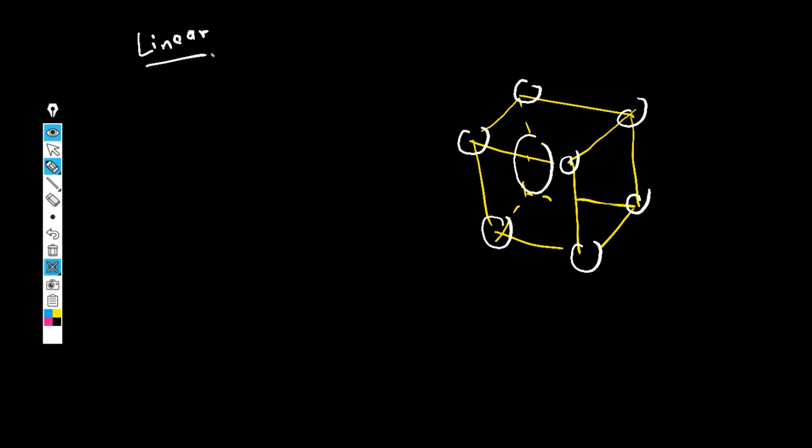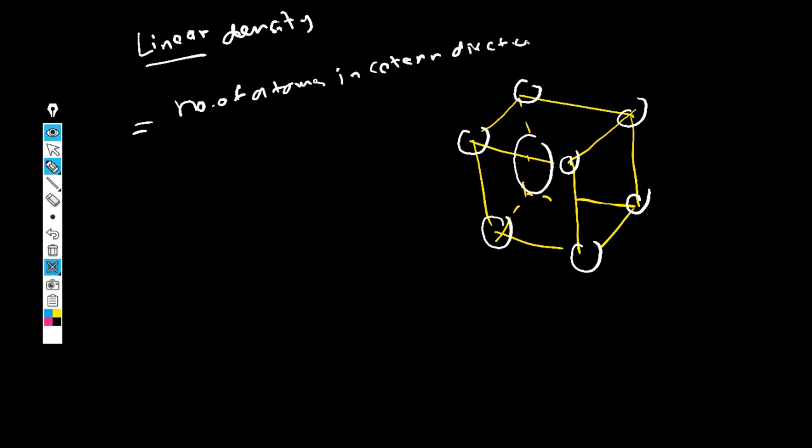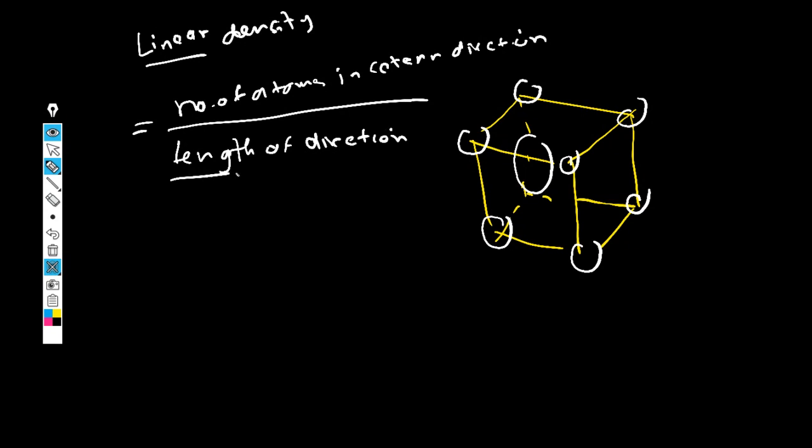Linear density can be calculated in that way: it is equal to the number of atoms in a certain direction, divided by the length of the direction. I think you already learned how to find the direction. So the length of the direction inside the crystal is very important.